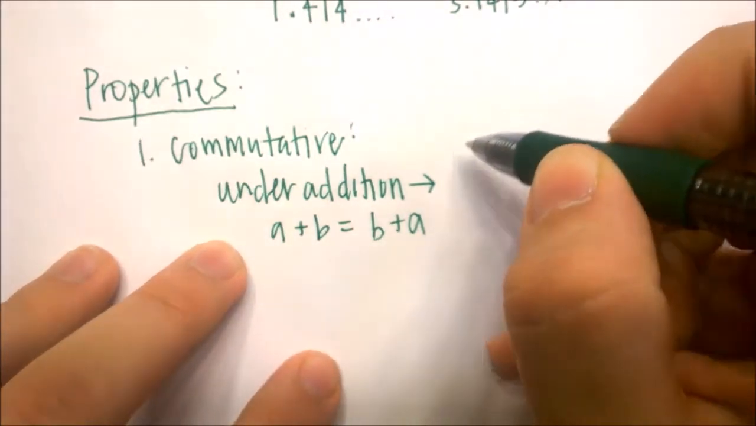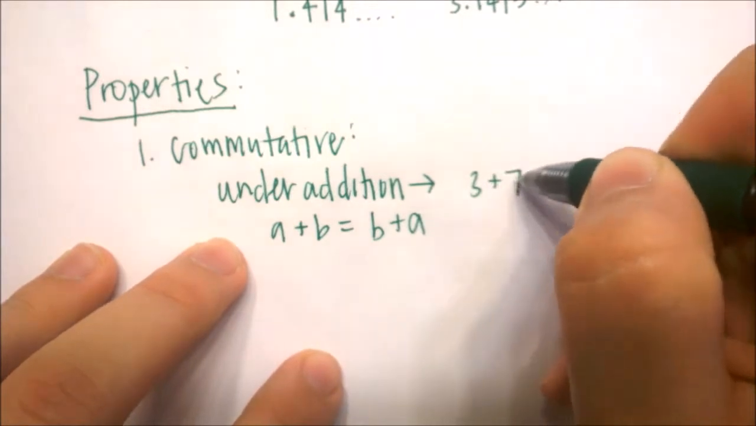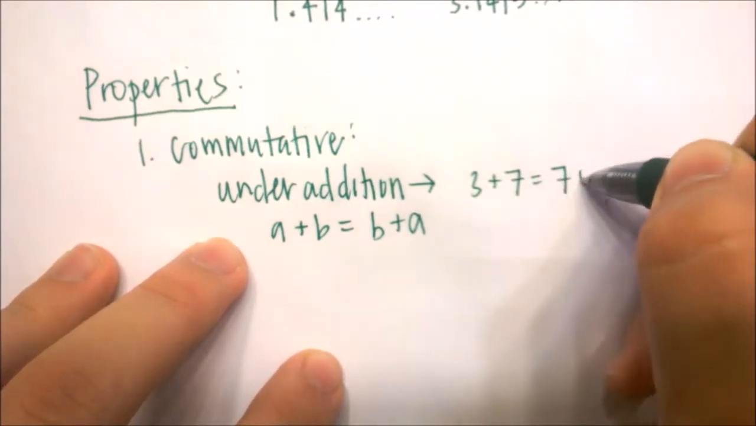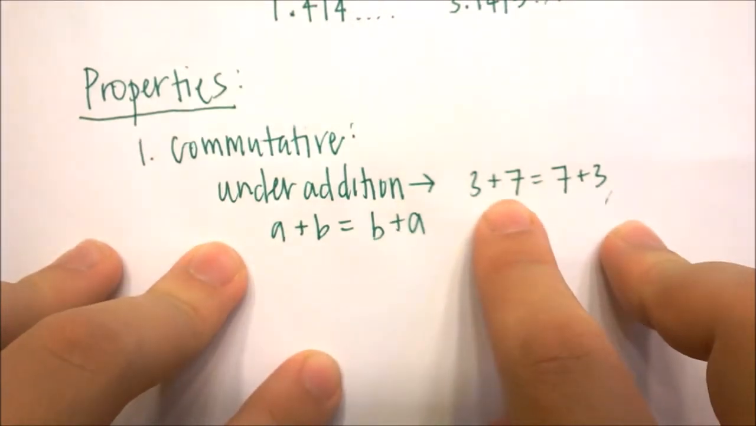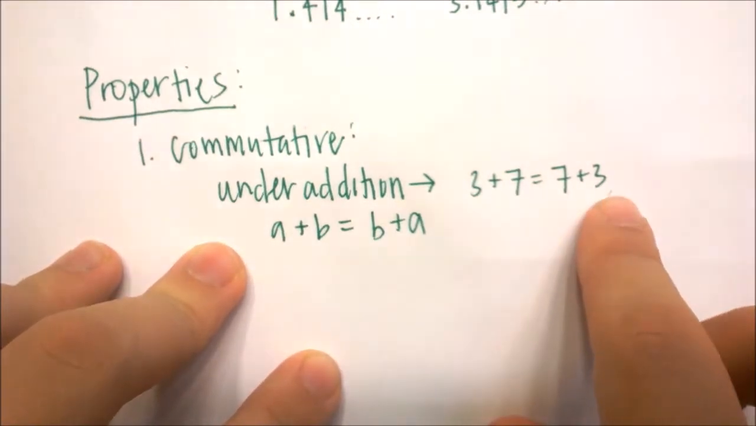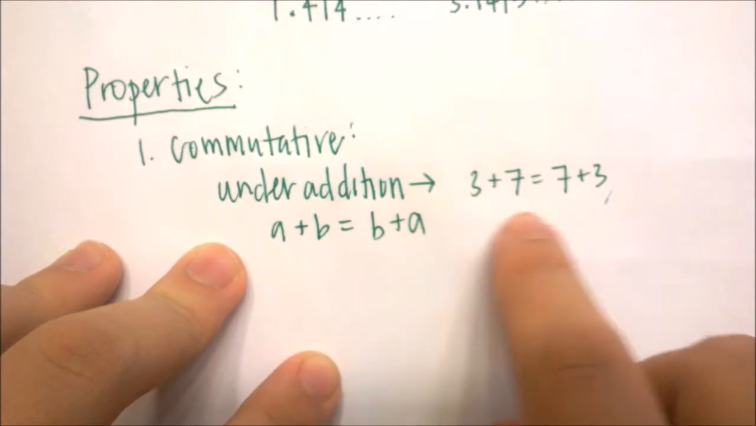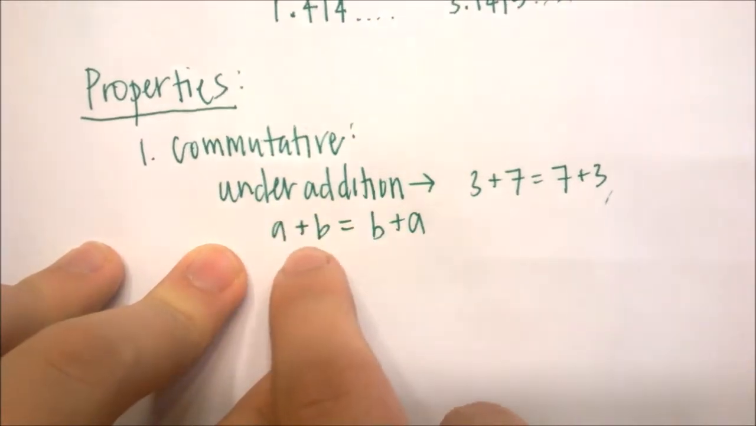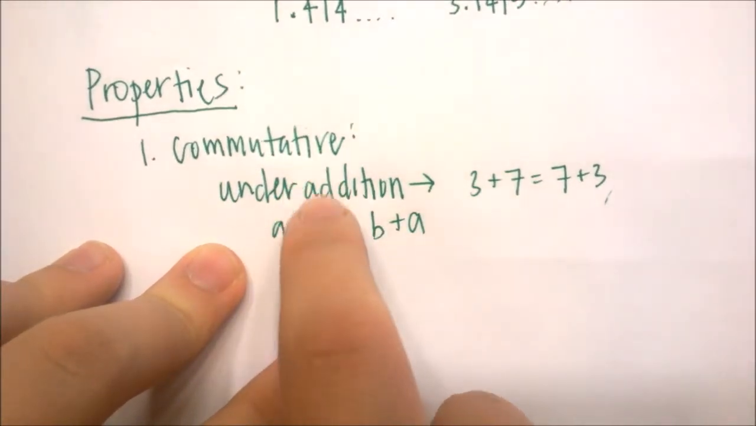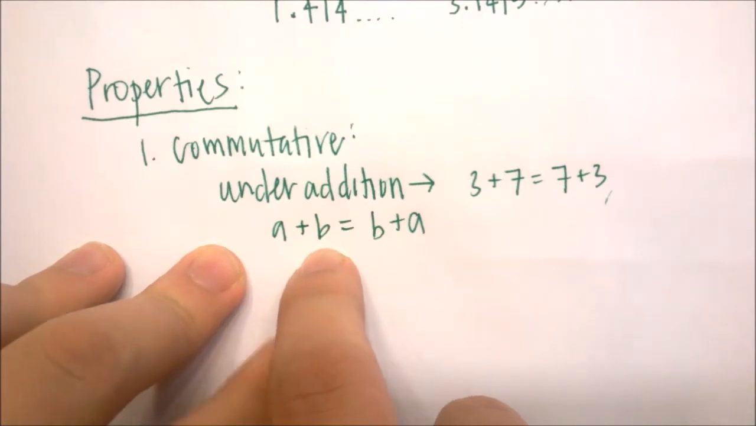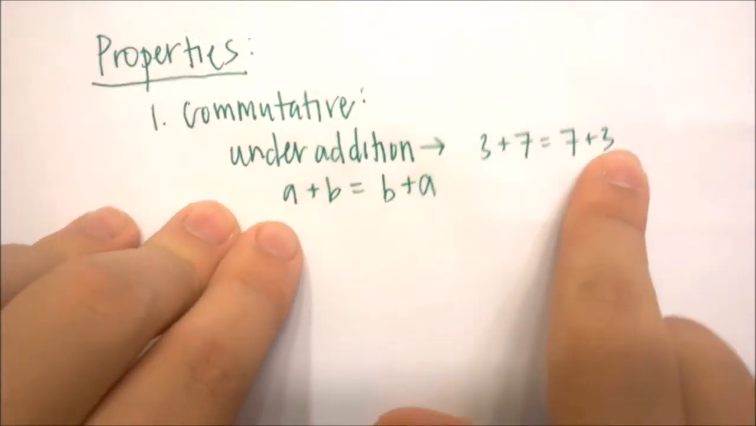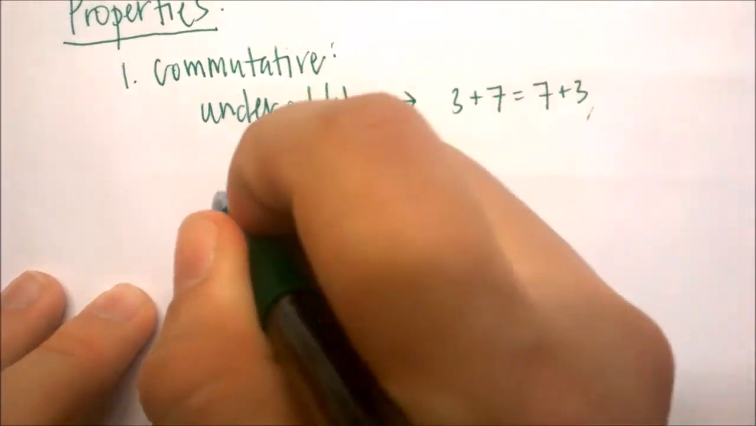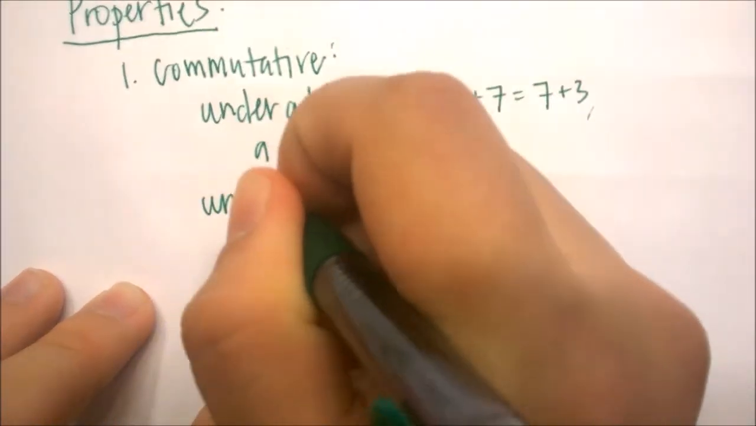So for example, 3 plus 7 equals 7 plus 3, and we know this is a true statement. 3 plus 7 is 10. 7 plus 3 is 10. So this is true. The real numbers are commutative with respect to addition. We can change the order and it doesn't change the answer. Now let's look at multiplication.